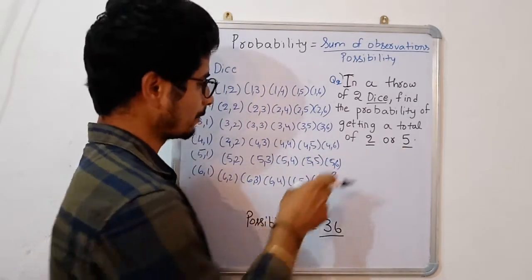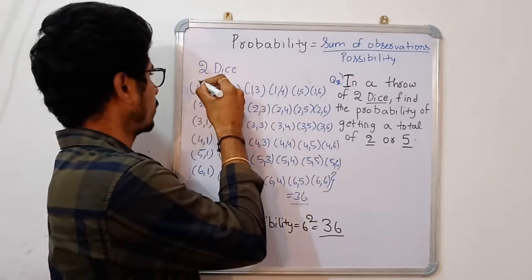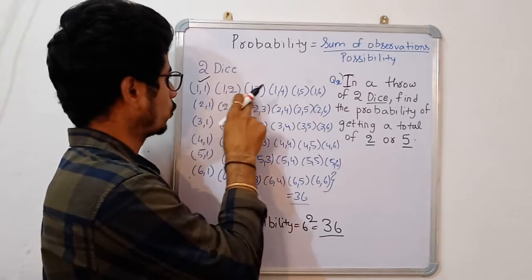Let's see, sum 2, right? See, 1 plus 1 is 2, right? So this will be a good combination. Next, 1 2, 1 3, 1 4.